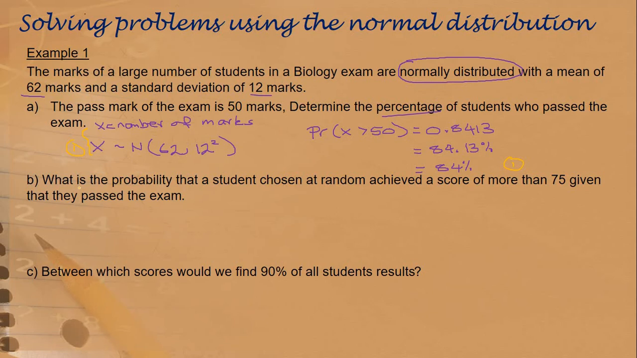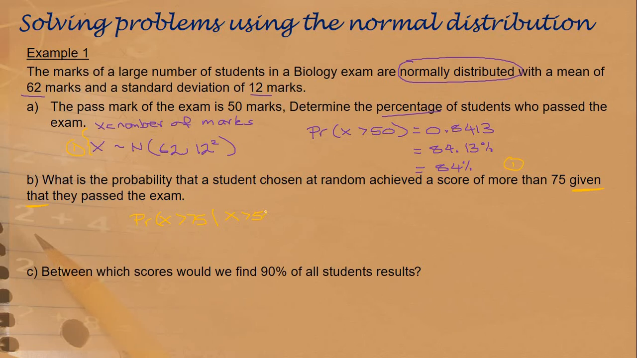In our second question, what is the probability that a student chosen at random achieved a score of more than 75 given that they passed the exam? So given that means that this is conditional probability. We're trying to find the probability that a student chosen at random achieved a score of more than 75, so X is more than 75, given they passed the exam, given X is greater than 50.